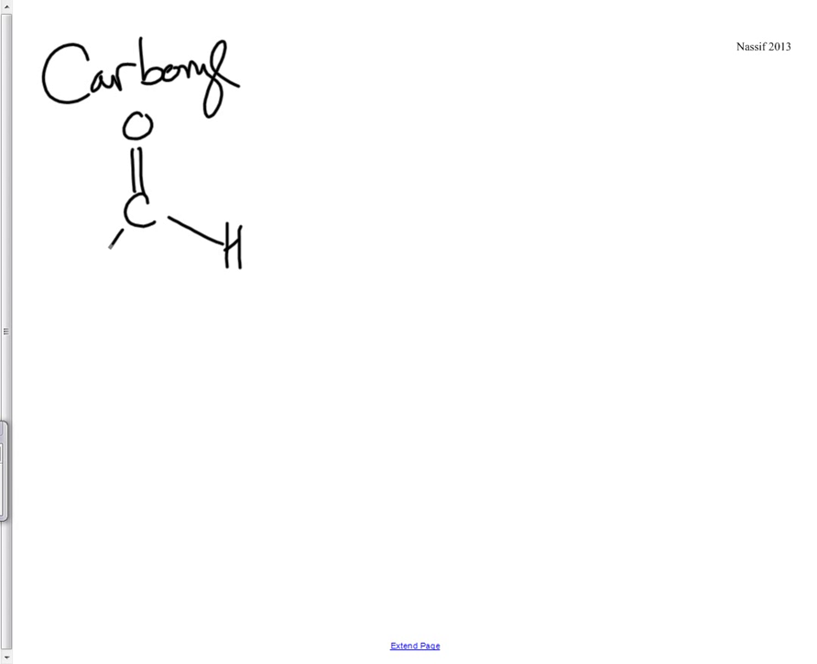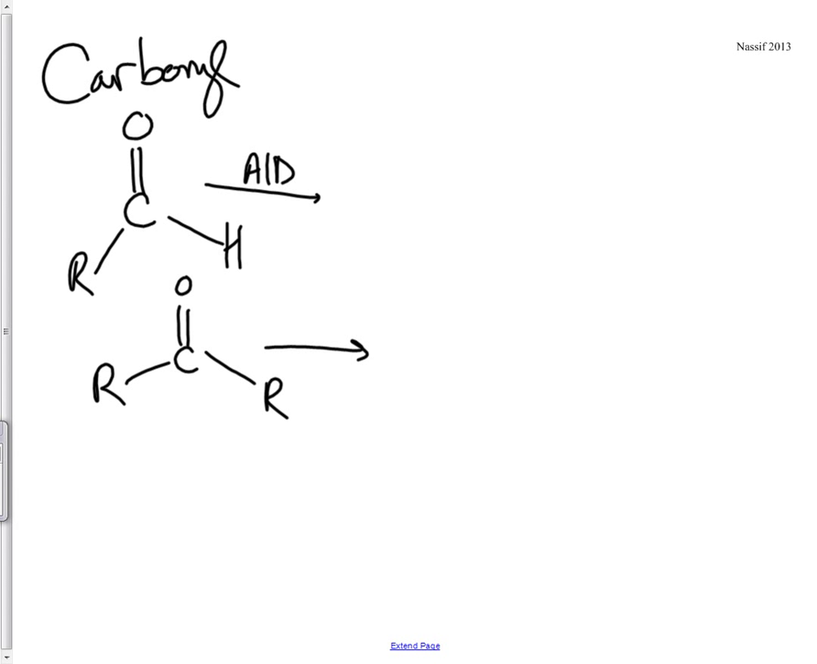In this video, we'll be going through our carbonyl compounds. So our carbonyl compounds, as mentioned before, have this C double bond O character. If they have hydrogen and an R group, they are then aldehydes. If they have two R groups, they are then ketones.